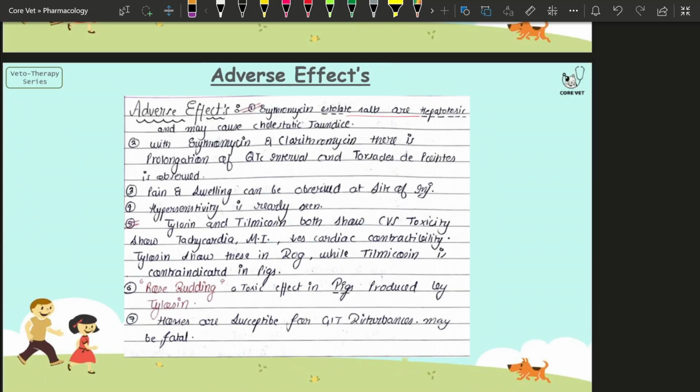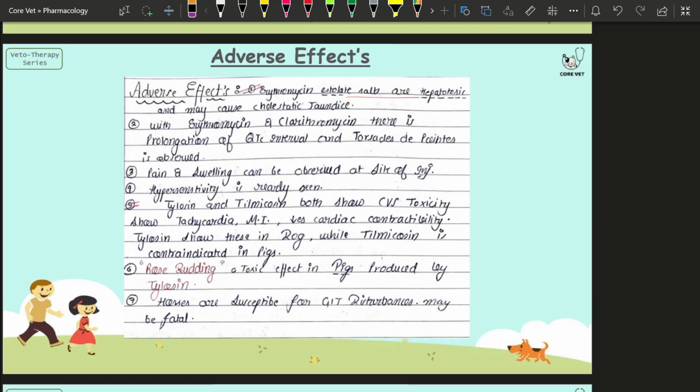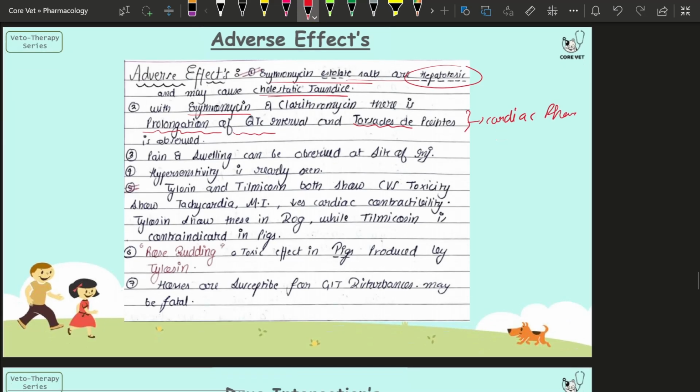Okay, so if we talk about the adverse effects, right? There are several adverse effects that you can notice. The very first is with erythromycin, because the erythromycin acetylate salt may lead to cholestatic jaundice. Okay, if there is cholestatic jaundice, obviously the drug is hepatotoxic. If we talk about clarithromycin and erythromycin, they lead to prolongation of the QTc interval, and torsades de pointes can be observed. You had studied this term in cardiac pharmacology, right? If not, please refer to that portion once, right? And pain and swelling can also be observed at the site of injection.